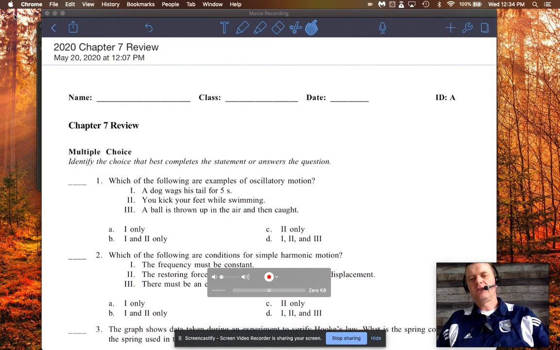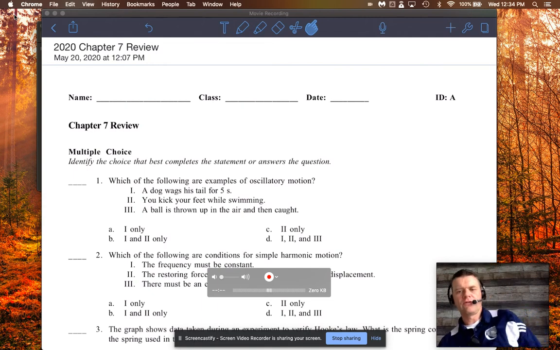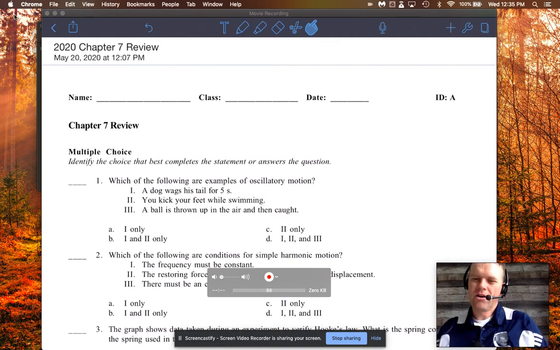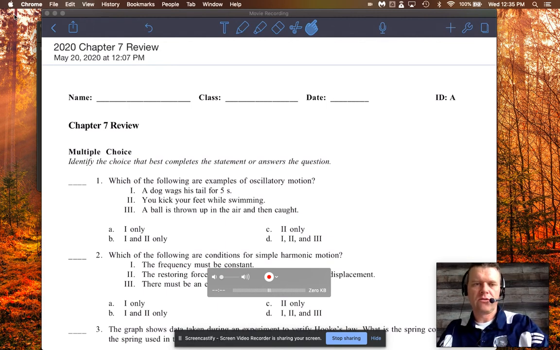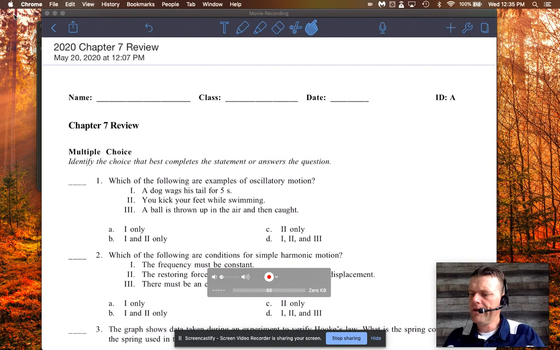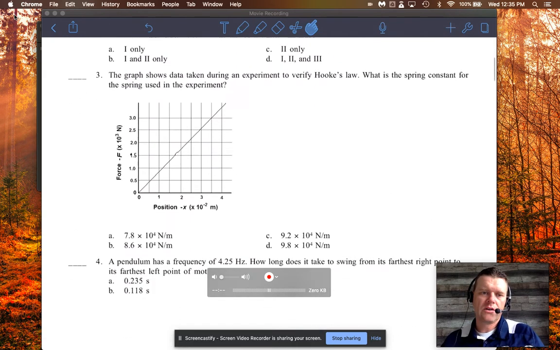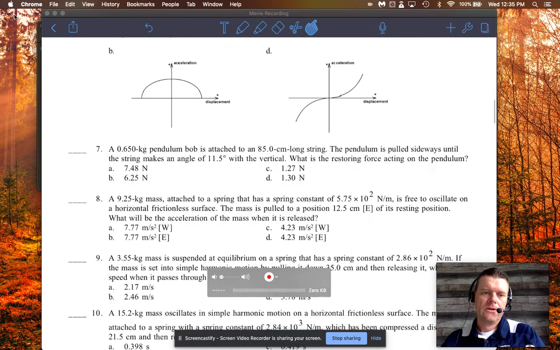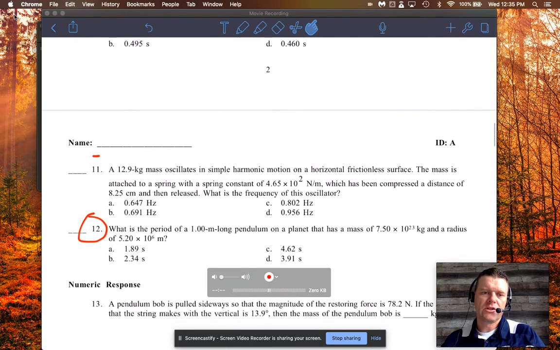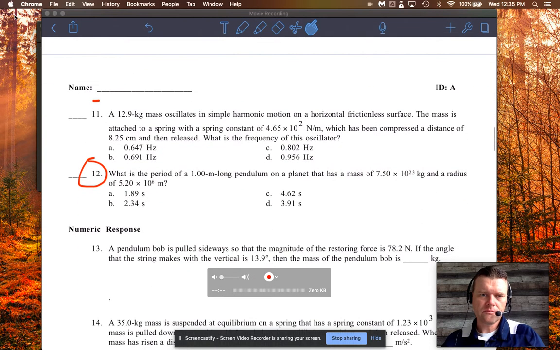Hello, Physics 20. I'm going to do a couple of quick review questions here for you. Some of you are already comfortable with the Chapter 7 material, and this is just a little bit extra if you'd like to review. The test will be spread out over 2 days, Thursday and Friday. The answers are all here, but I want to hit a couple of questions. I'm going to look at number 12.